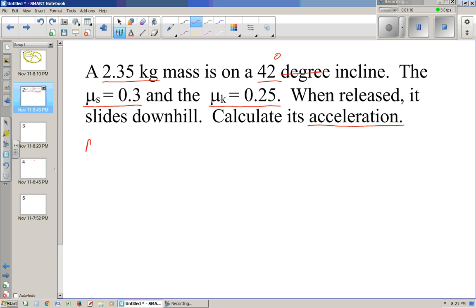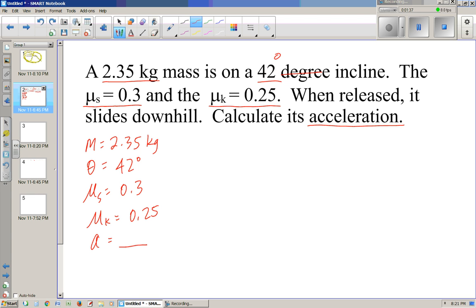Okay, so first we have mass equals 2.35 kilograms. Theta, the angle of the hill, is 42 degrees. The static coefficient is 0.3 and the kinetic coefficient is 0.25. And the acceleration is unknown. We'll do that in meters per second squared. If you think about it, we don't really need the static coefficient because they said it breaks loose and slides on its own, so you can just get rid of that, get it out of the way.